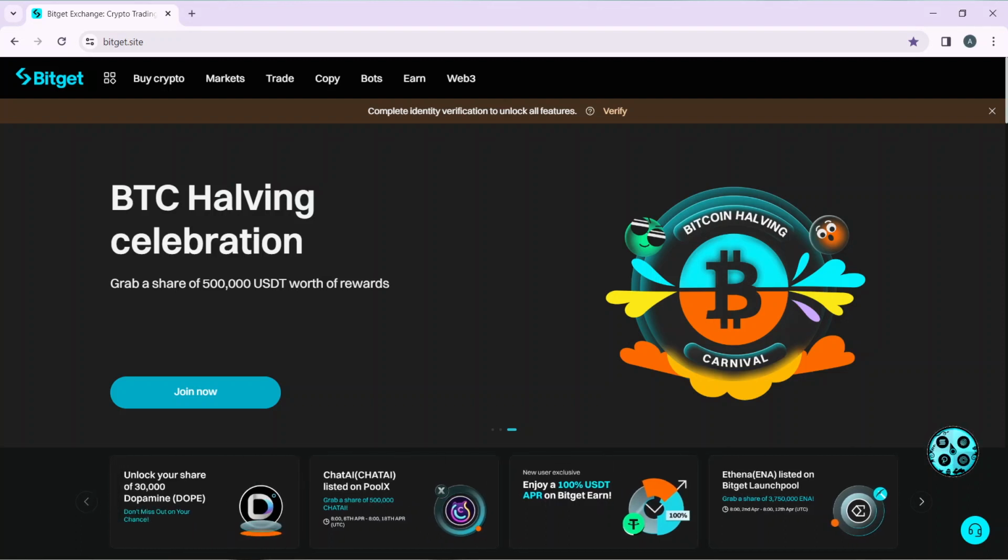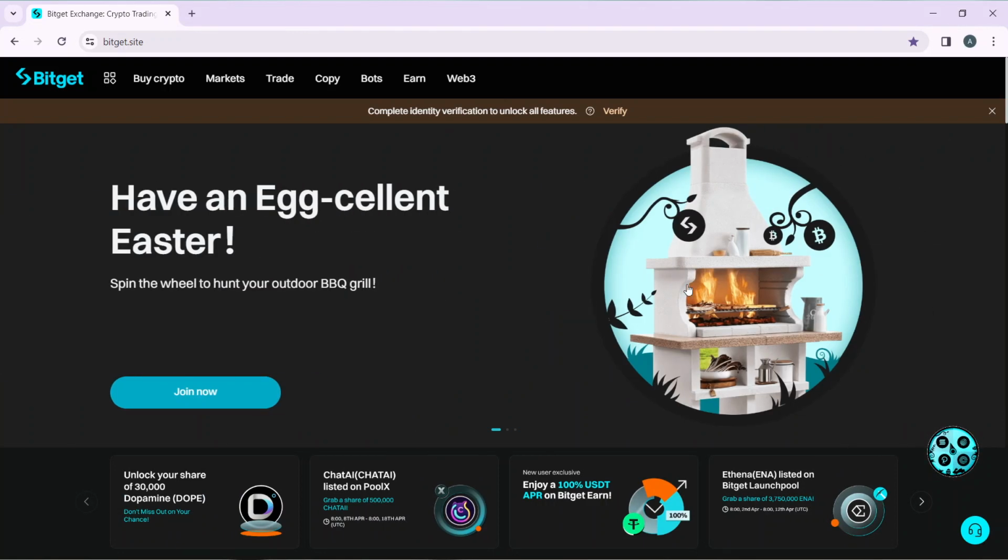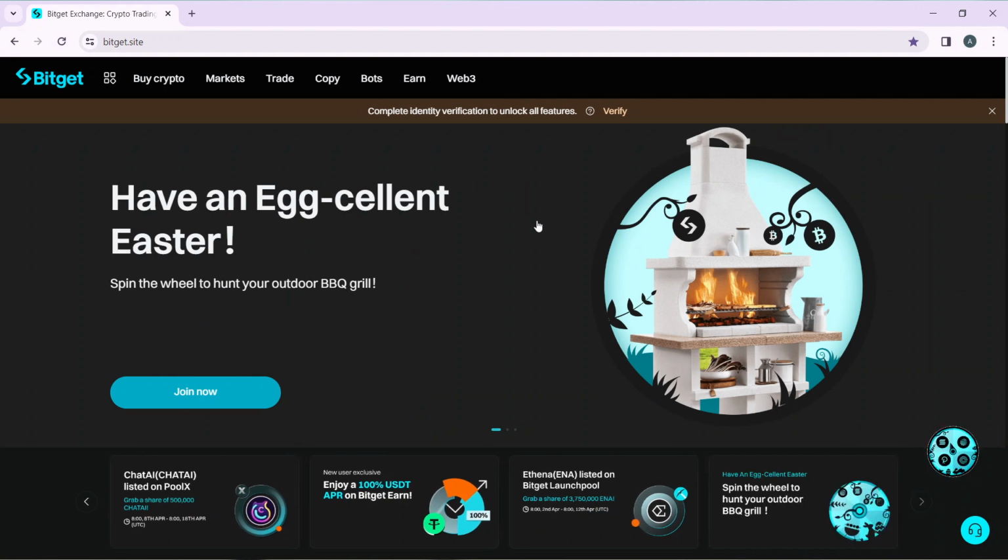So now that we know what Bitget is all about, let's quickly hop into today's task, which is how to do demo trading in Bitget. Now, demo trading is not an actual trading. That's what it means. Now let's see that.